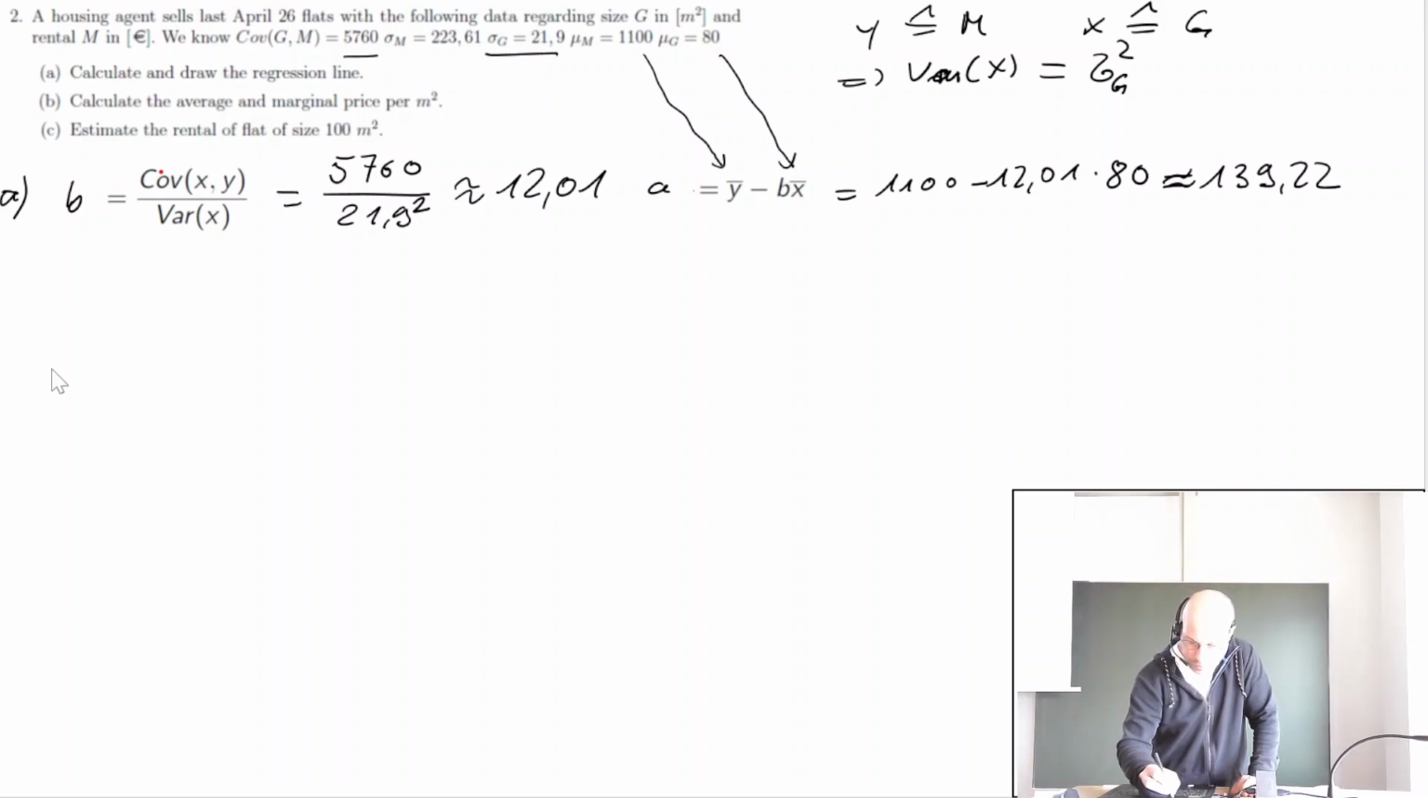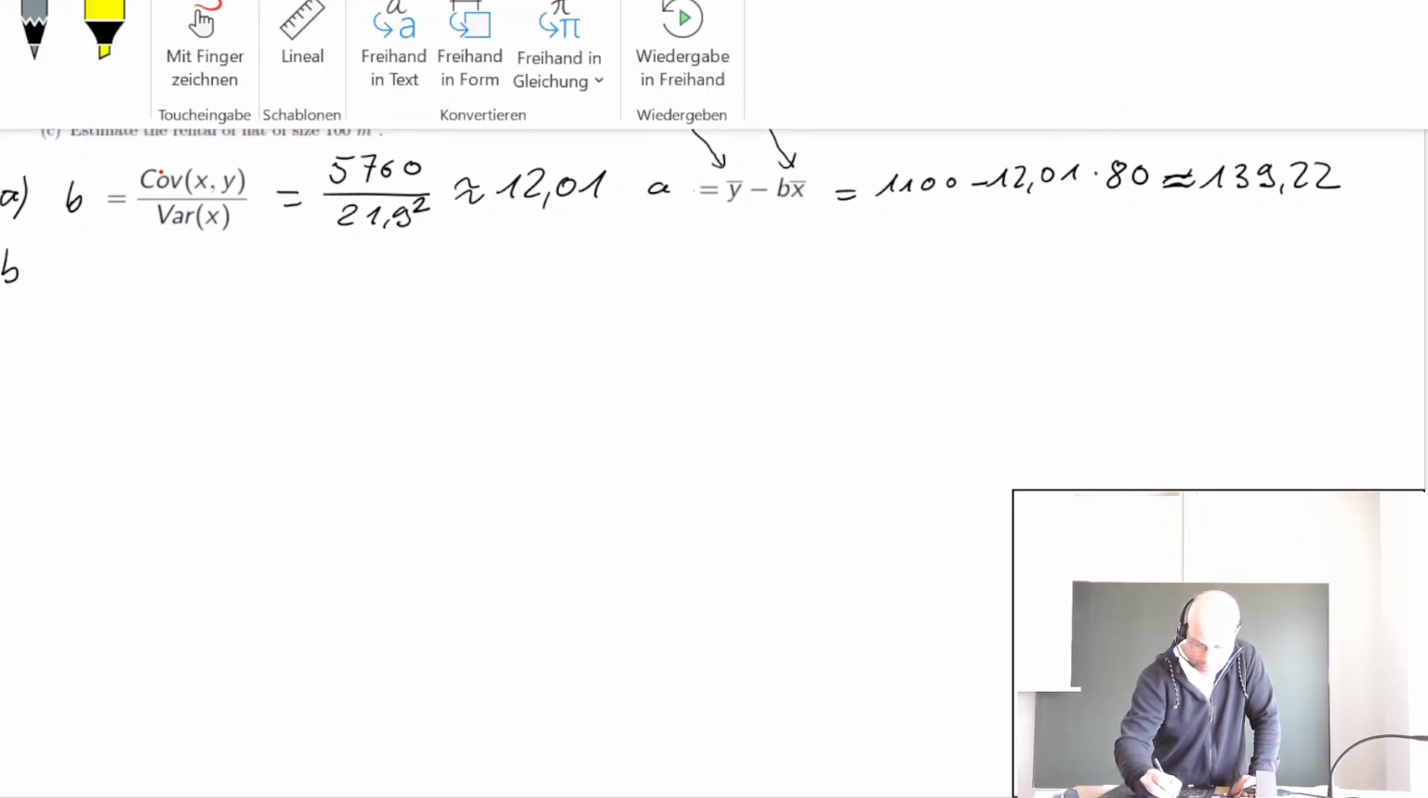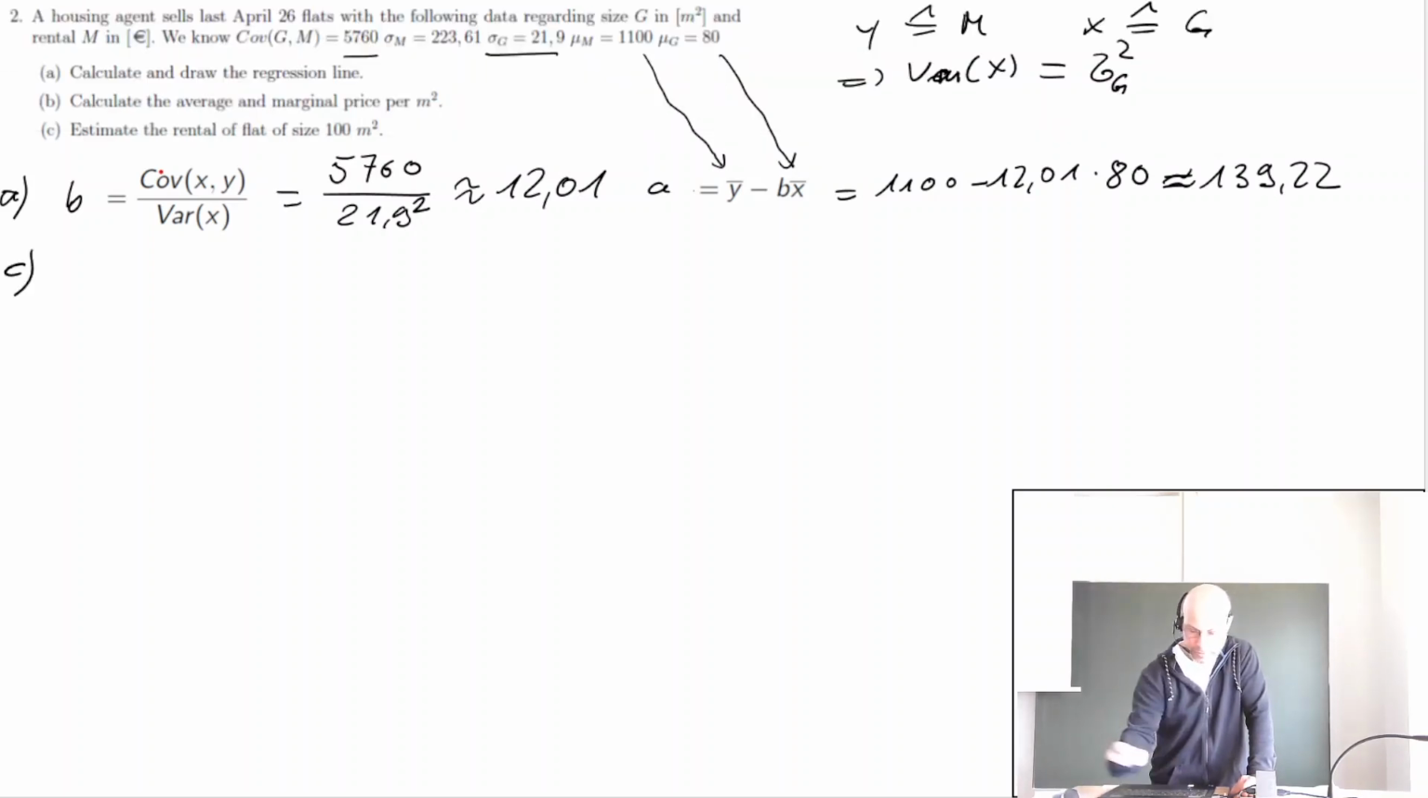And why we are doing all this stuff, of course, we want to estimate something relevant from our direct data. We could say, well, roughly the rental of a flat of size 80 square meters is roughly 1,100 euros. And now from our data, we want to make an estimation for a flat of 100 square meters. What do I do for this?